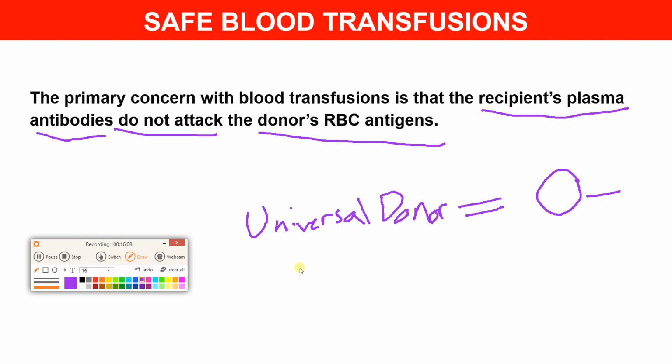All right, who is the universal recipient? Okay, think about it again. We're concerned with the recipient's antibodies, right? Donors' antigens, recipients' antibodies. Well, who's got the fewest antibodies? That would be the person with all the antigens, someone who is AB positive.